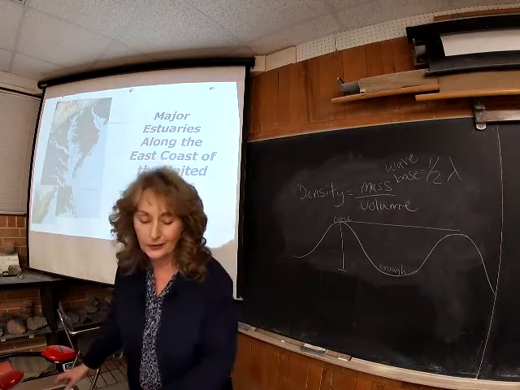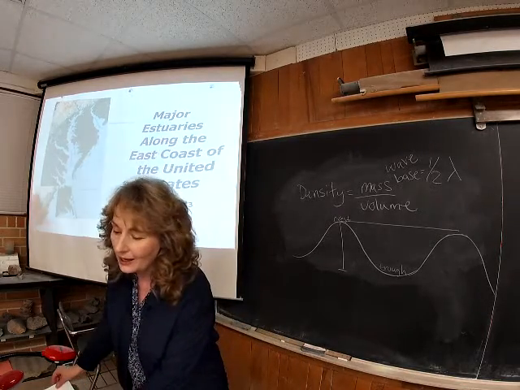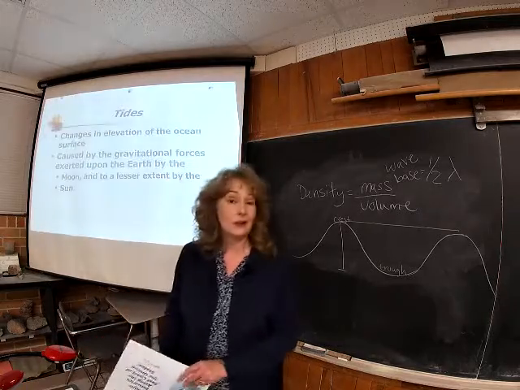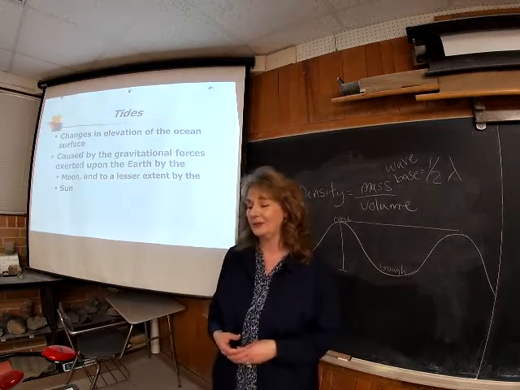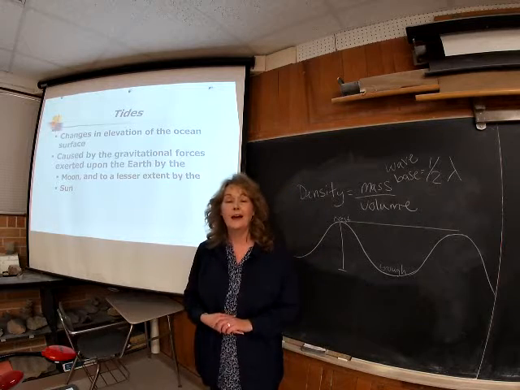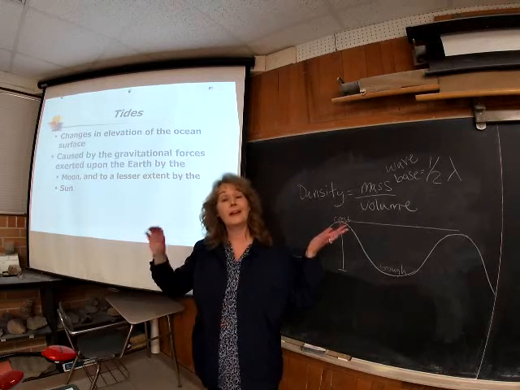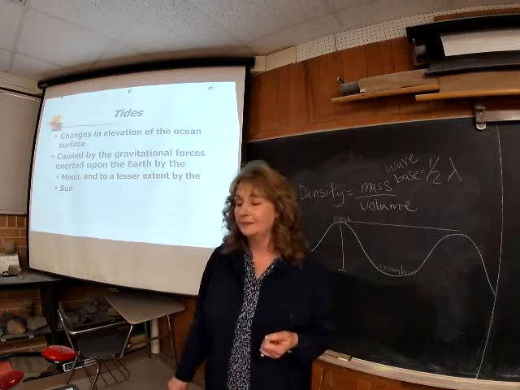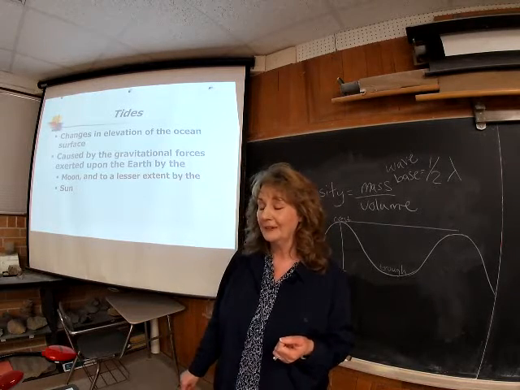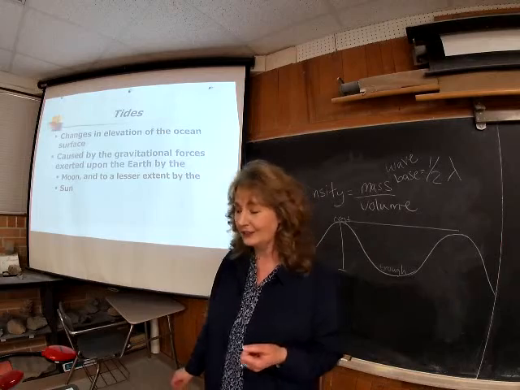So two categories for our coastlines, and we've got one of each type on our coasts. The West Coast has the emergent coastlines, and the East Coast has the submergent coastlines. So okay, let's look at tides.